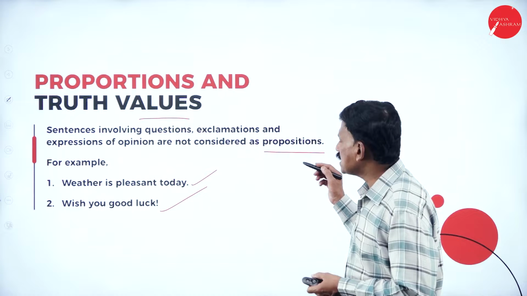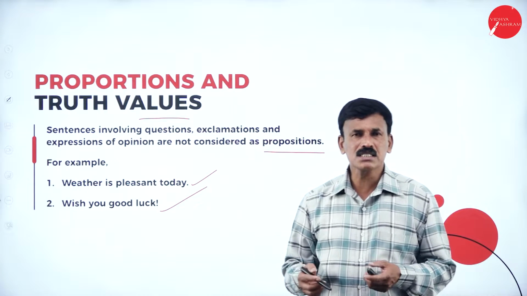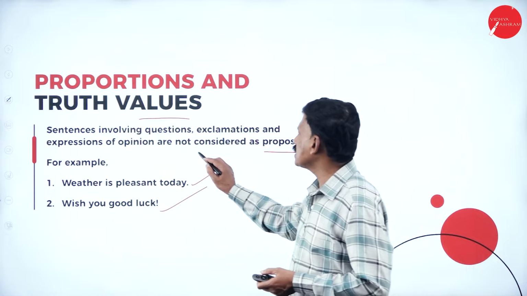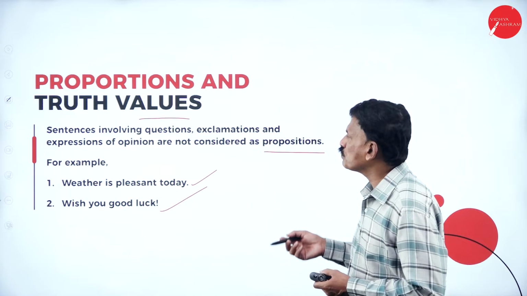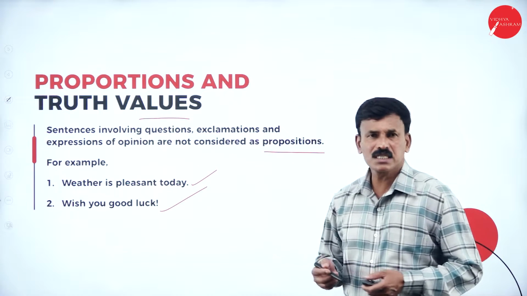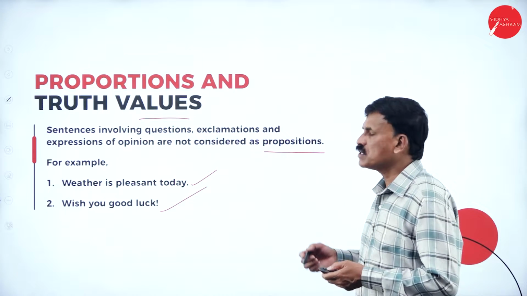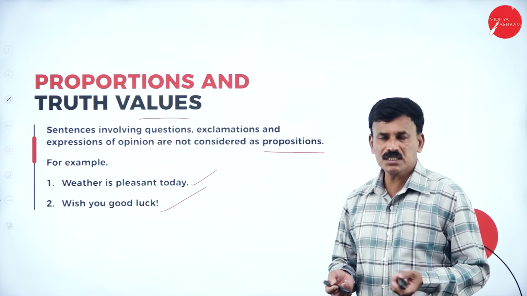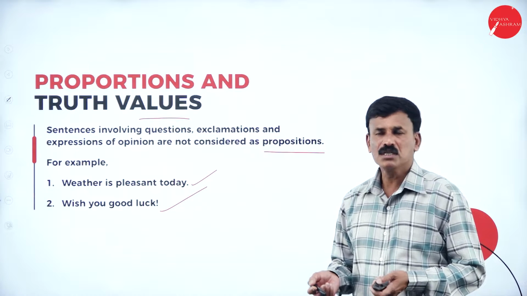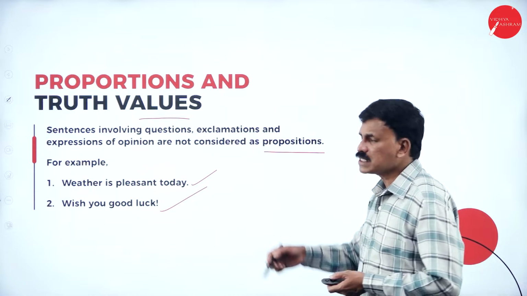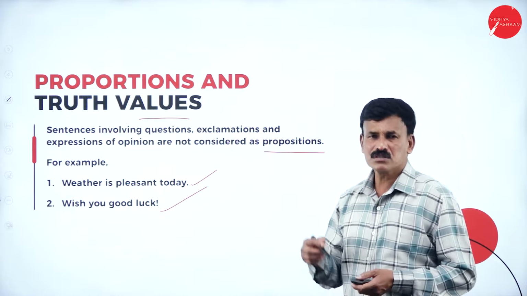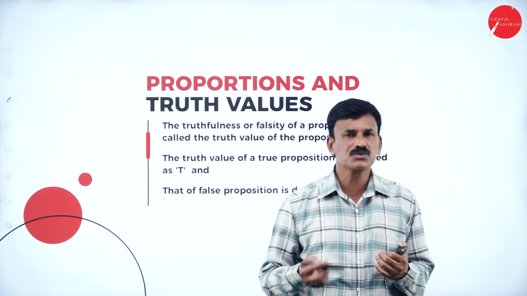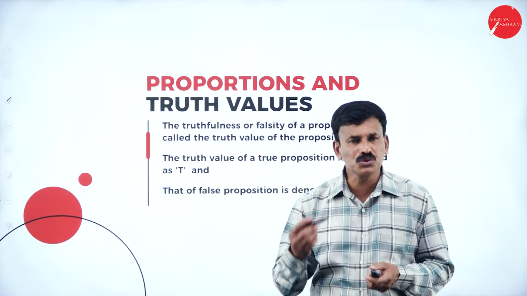So, sentences like interrogative sentences, exclamatory sentences and also opinion sentences are considered as not propositions. They are not considered as propositions, because we cannot say whether they are true or false. What is your name? You can't say true or false for that statement. Therefore, such statements are called not propositions. Now, before going to the construction of truth tables, let us know regarding the truth values.